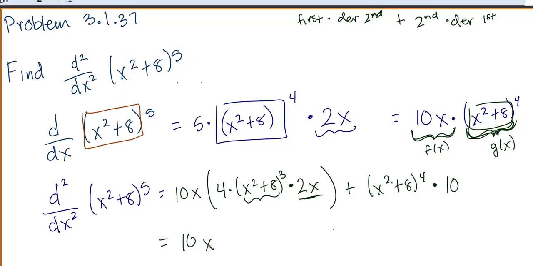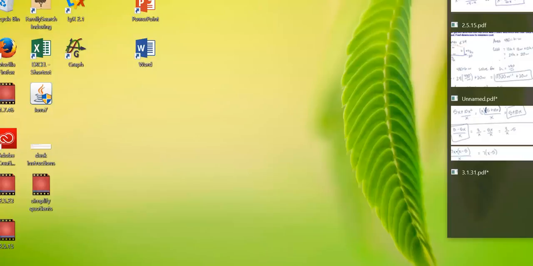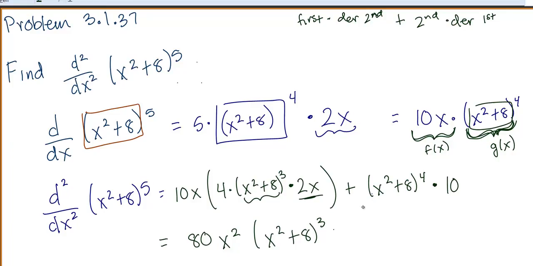So simplify just a little bit before I start factoring. I have 10x times 4 times 2x. I can pull all that out. 10 times 4 is 40, times 2 is 80. So this is 80x squared times x squared plus 8 to the third power. Plus 10 times x squared plus 8 to the fourth power.